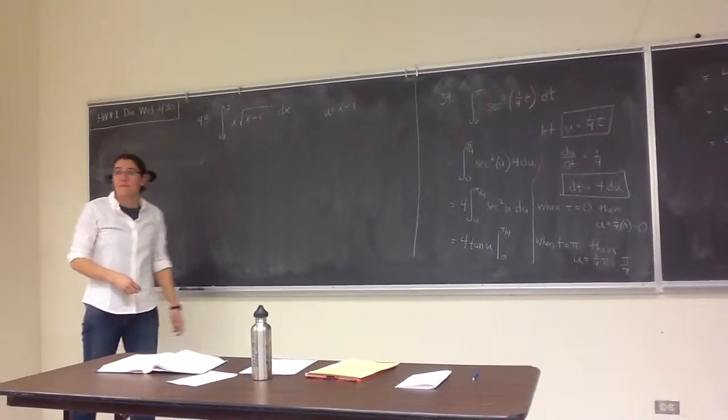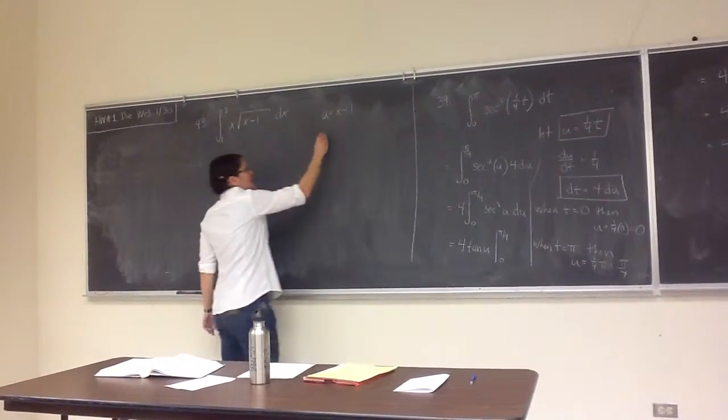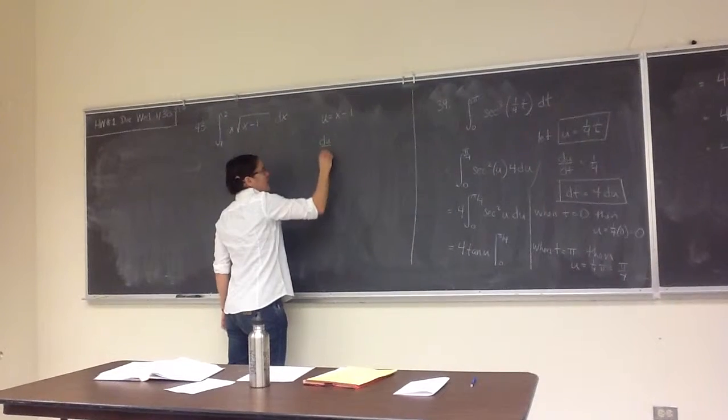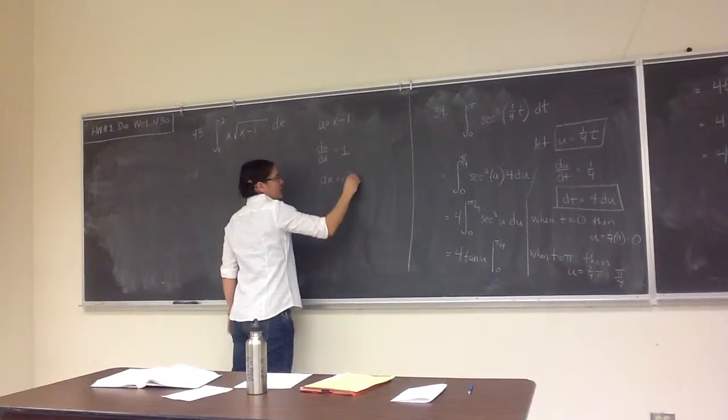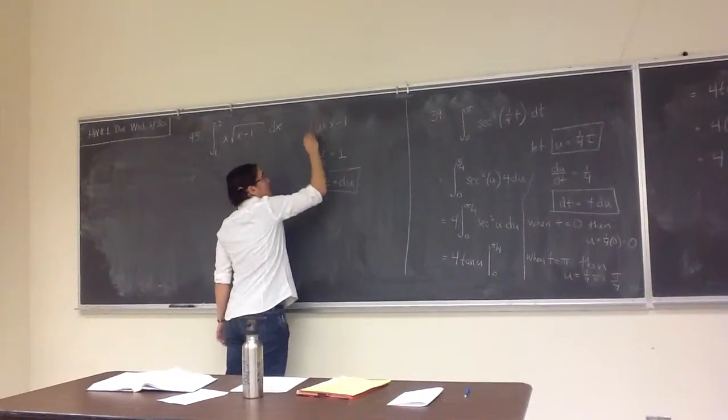du equals dx. Yeah, so this is a really easy derivative. Here our derivative du over dx is equal to 1, and so dx is equal to du. So life is good in that category.